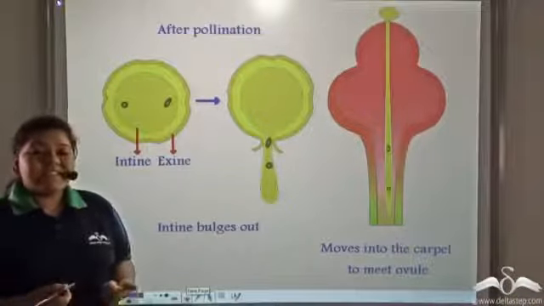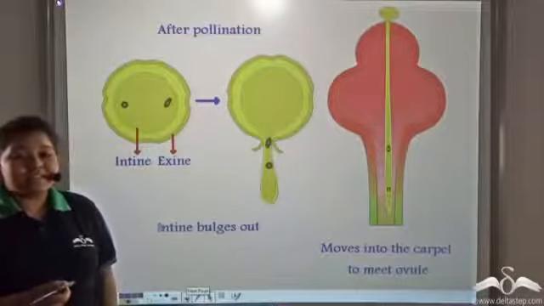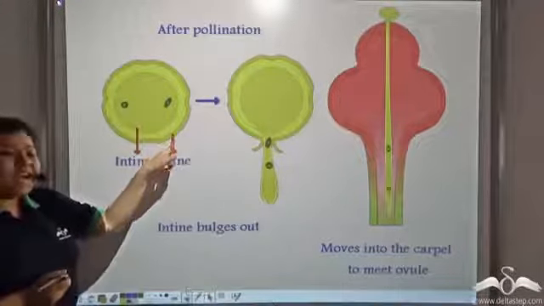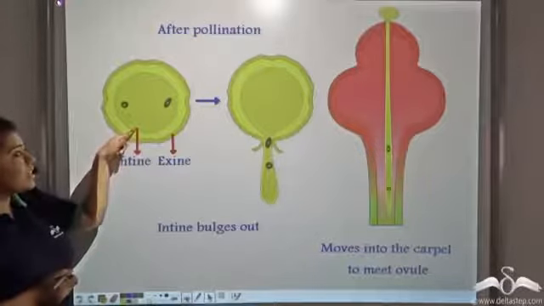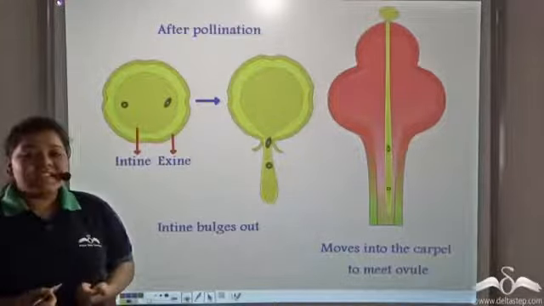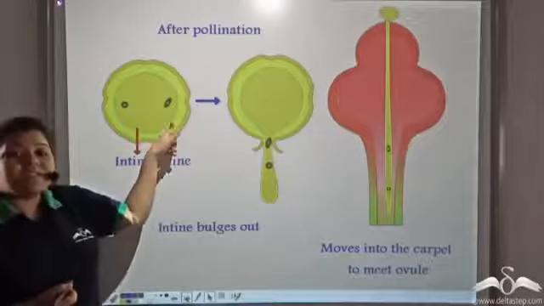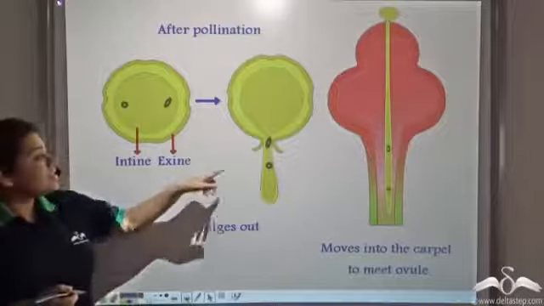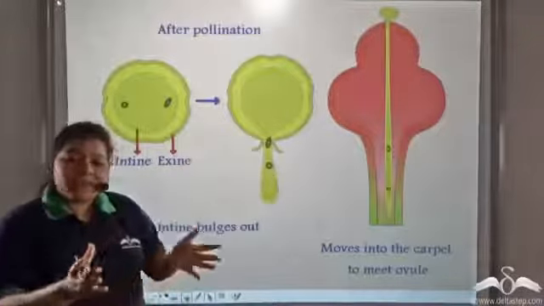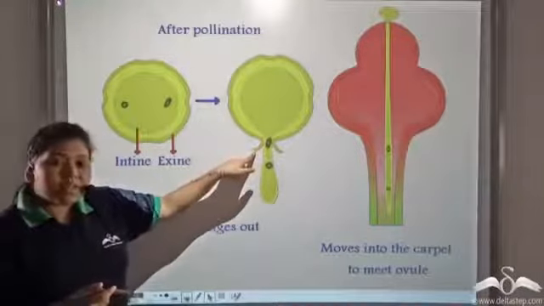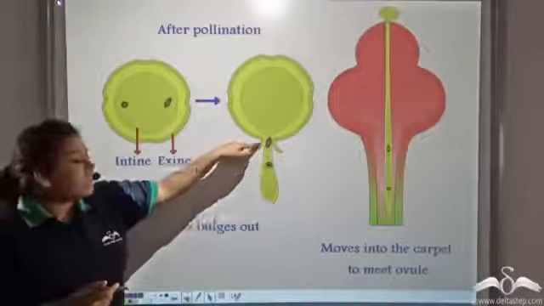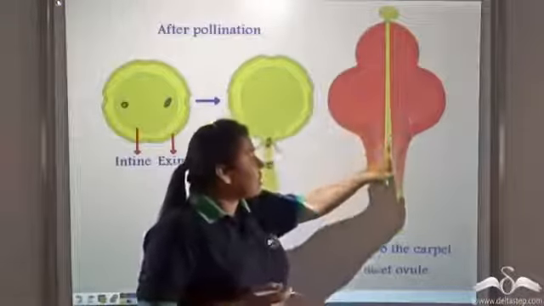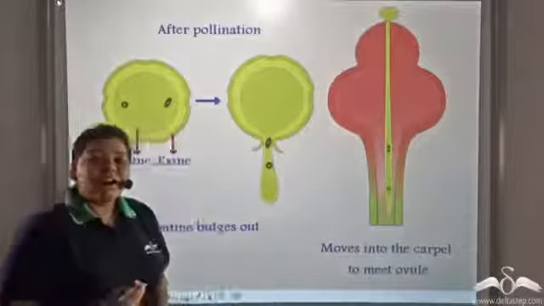We've previously studied the structure of a pollen grain. The pollen grain has an outer exine and an internal intine. Now, after pollination, that is after this pollen grain reaches the stigma, the inner intine bulges out, it breaks open the outer exine, and it forms a tube-like structure like this inside the style of the carpel.